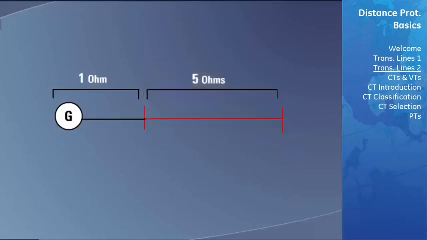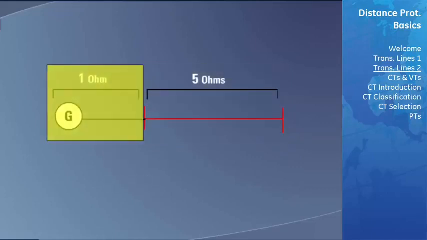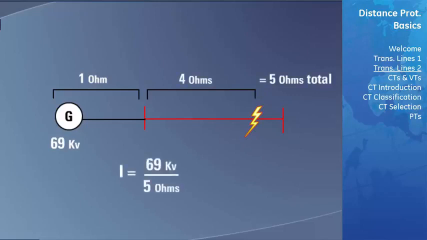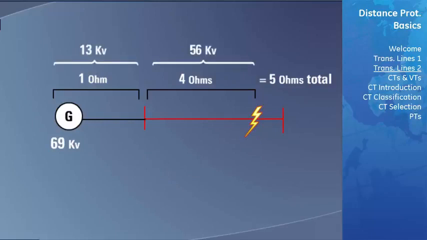If the system behind the transmission line has a strong source, the source impedance will be low. In this configuration, if a fault occurs on the transmission line, the fault current will be very high, and the voltage at the location of the PTs will tend to remain stable.